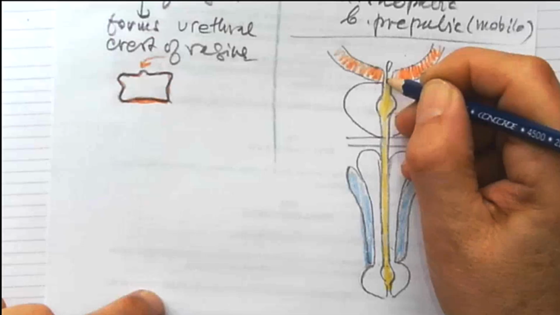urogenital diaphragm, better writing, urogenital diaphragm, correct, with the muscle, maybe a dark color would be like that. There is a sphincter, that's why I'm drawing a dark one. In white color, there is the urogenital diaphragm. We know that there are also bulbourethral glands.